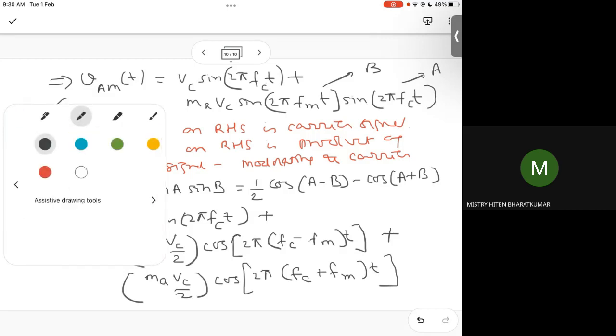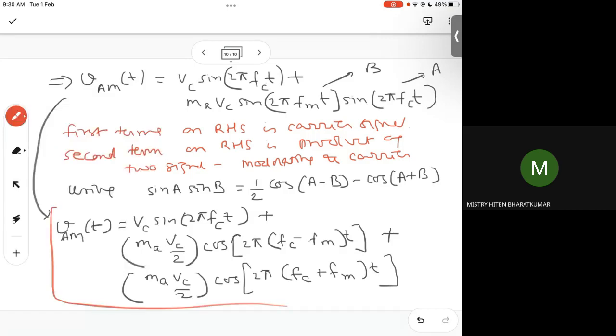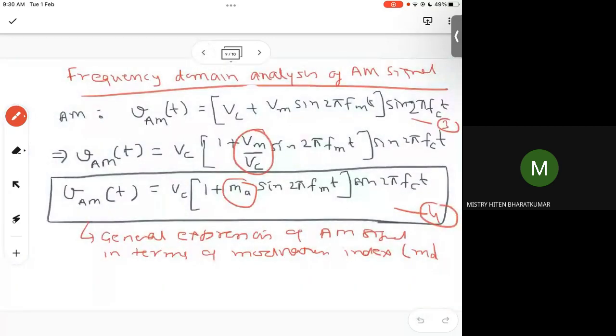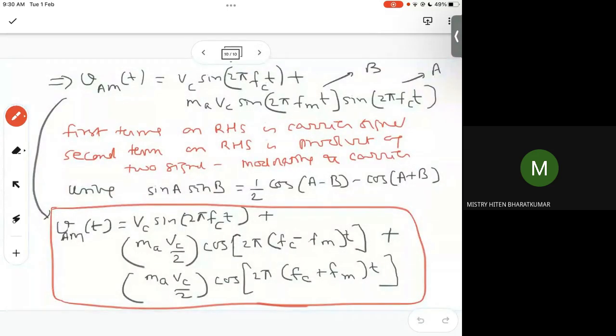So I highlight this thing. The previous one, what we have here, that was in time domain. But now I could see there are three pictures, three frequencies I'm getting in this figure. So this is the AM signal in frequency domain. That means I will have in my output, when I send my message signal over a carrier, three signals.